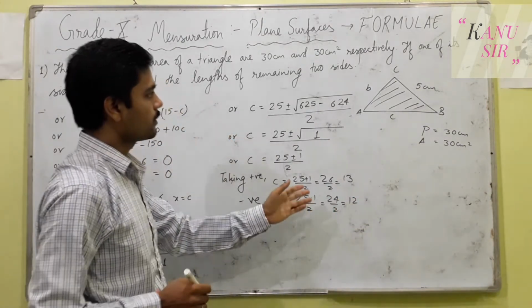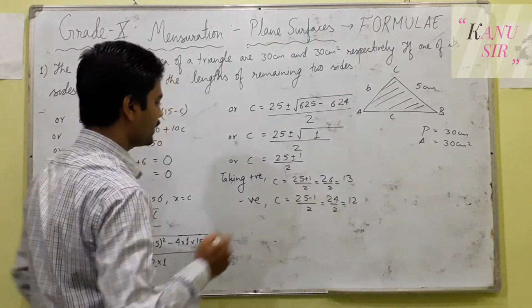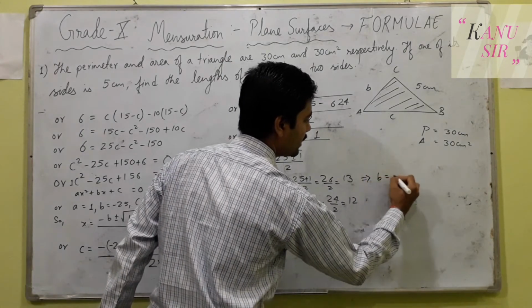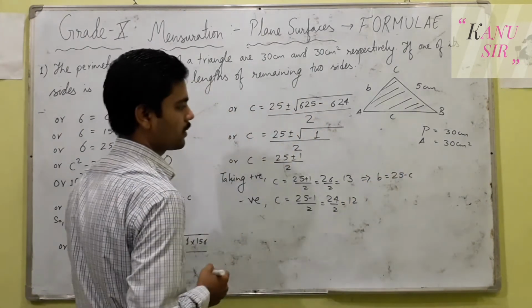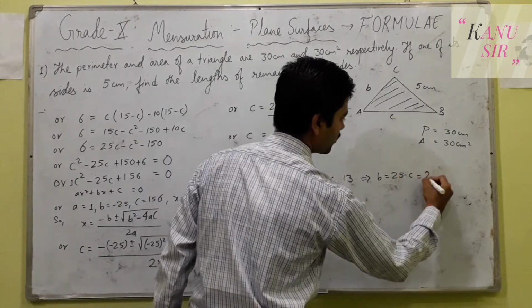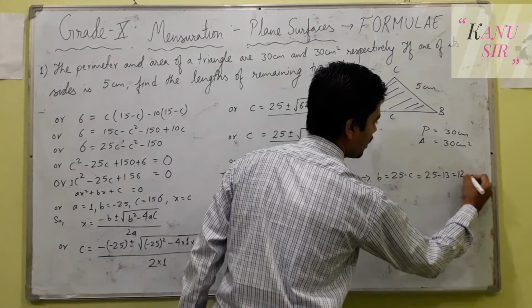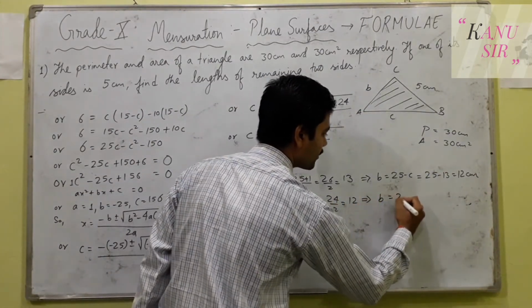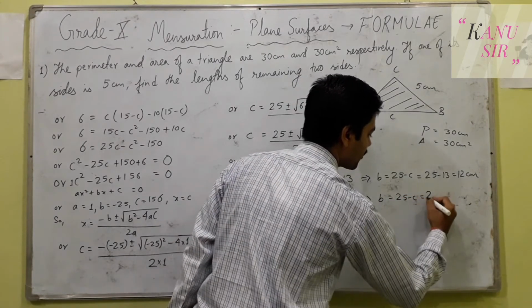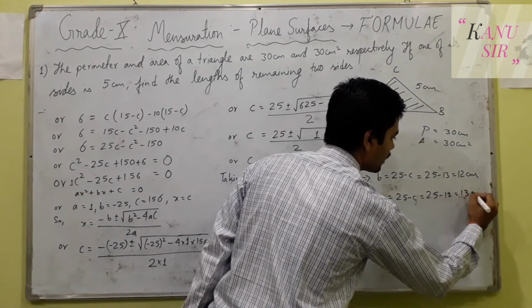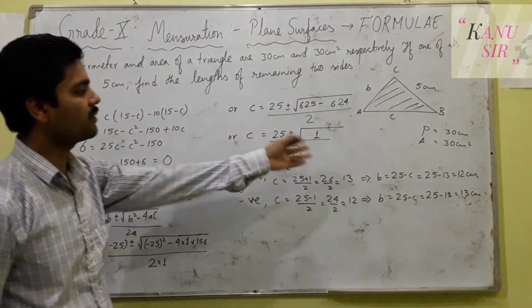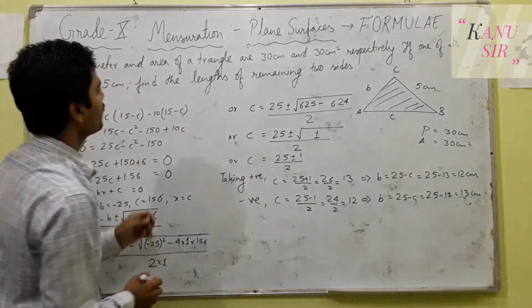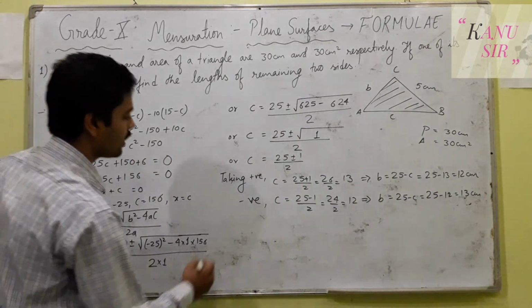So if the length is positive, taking positive, if the value of c is 13, that implies the value of b is 25 minus c. It means 25 minus 13 gives you 12 centimeter. If the value of c is 12, then the value of b is 25 minus c, that is 25 minus 12 equals 13 centimeter. It means it is similar. If one of the sides is 13, the next side is automatically 12. Then what is the answer? Find the length of the remaining two sides.